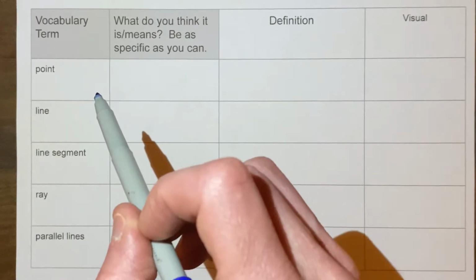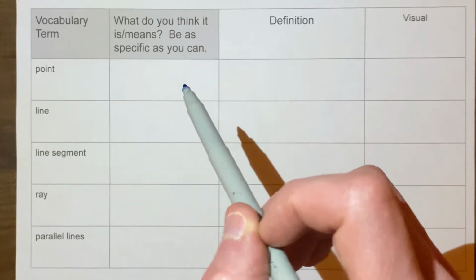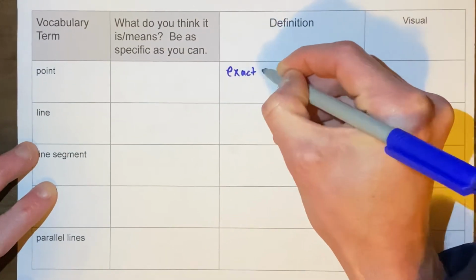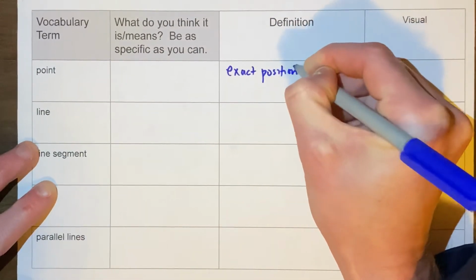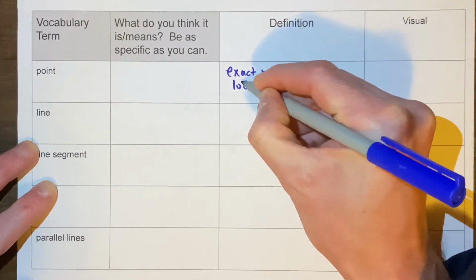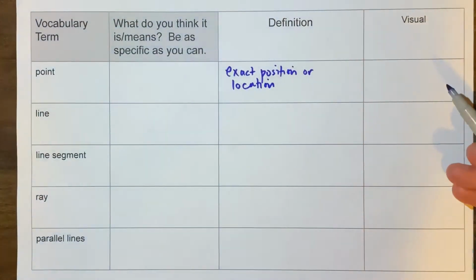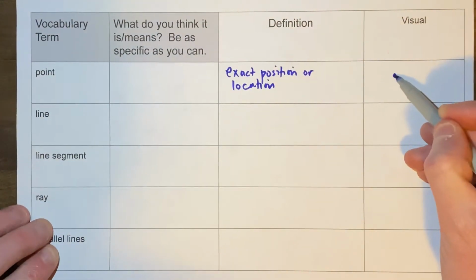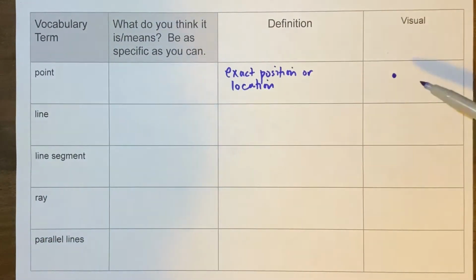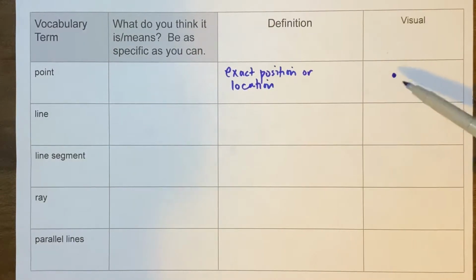A point in geometry is the exact position or location. And to do a picture of that, a point is basically something that looks like this. Okay, and you'll see that in geometry because we start to connect lines and line segments and also rays. And you might see parallel lines with all of these things. So a point is just defined as the exact position or location.